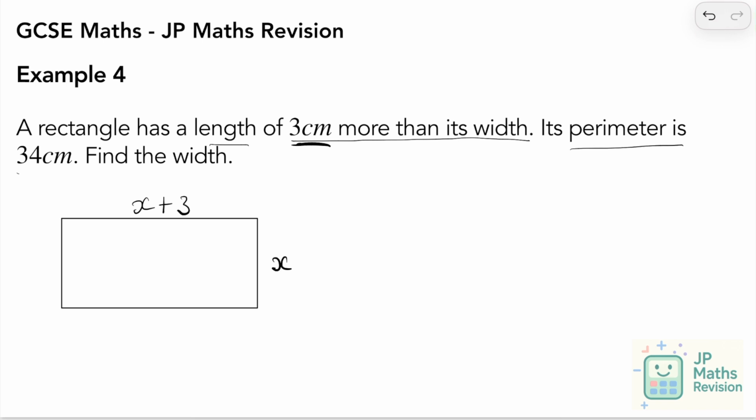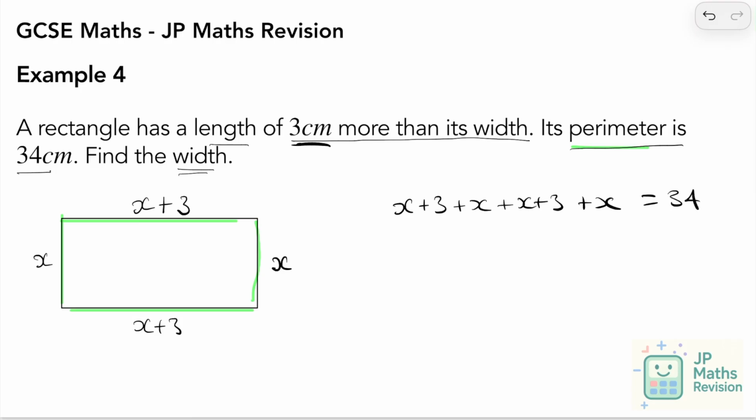So the perimeter is 34, we need to find the width. So if the perimeter is 34, what is an expression for the perimeter? So I'm going to work out what the perimeter of this rectangle is in terms of x, and then I'm going to equate it to 34. The definition of the word perimeter means the sum of the outside lengths. So I'm going to do x plus 3 plus x plus another x plus 3 because this side is the same, and then plus another x because this side is the same as x. I'm going to make that equal to 34. So I now have an equation.